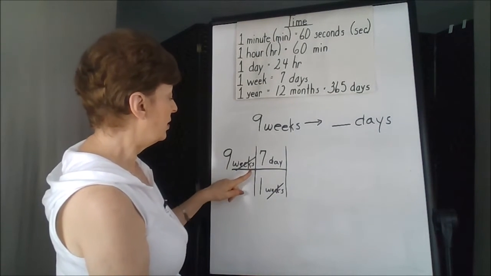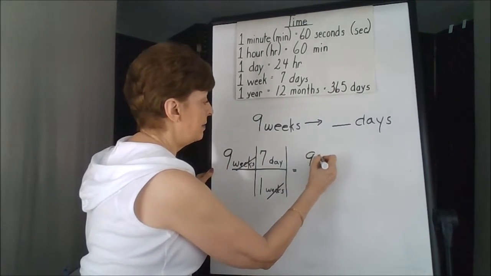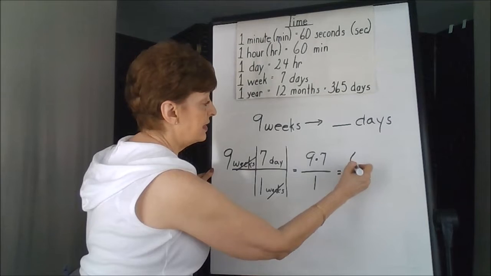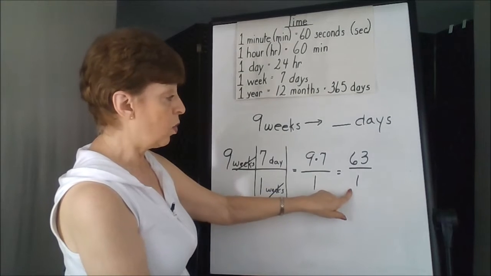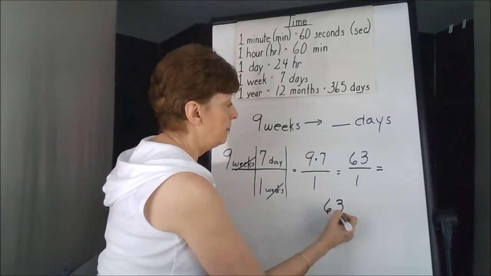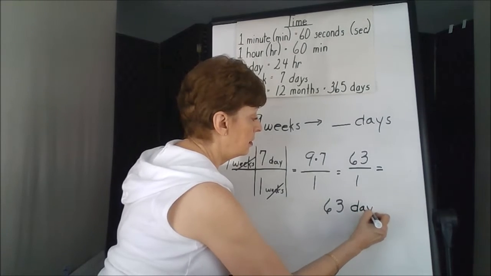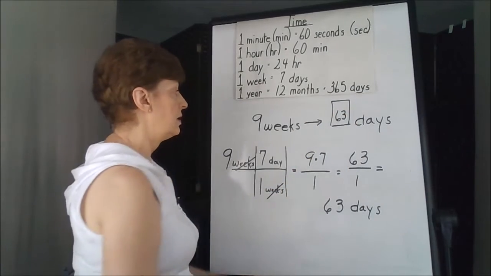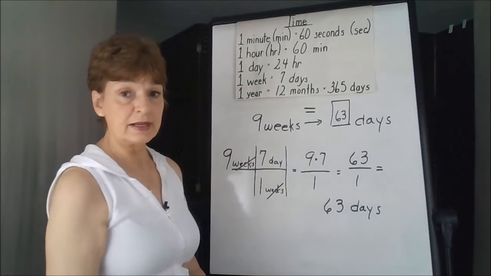So now the calculation is multiply tops. So this would be 9 times 7, and the bottoms would be just 1. So we have 63 over 1. Any fraction that has 1 as a divisor is a whole number. So this is 63. And then we're going to put in our label, days. And that would go here, 63. 9 weeks is the same as, it's equal to, 63 days.